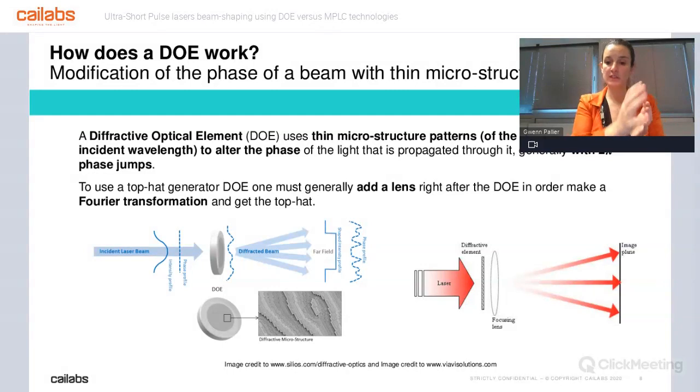In that case, you alter the phase, and in the far field, you will get the required shape, the one you are targeting, in this case a top hat. If you don't want to go to the far field, which is actually far, most of the time you will use just a lens that you put right after the DOE, and in the focal plane of the lens, you will get your top hat thanks to a Fourier transformation.